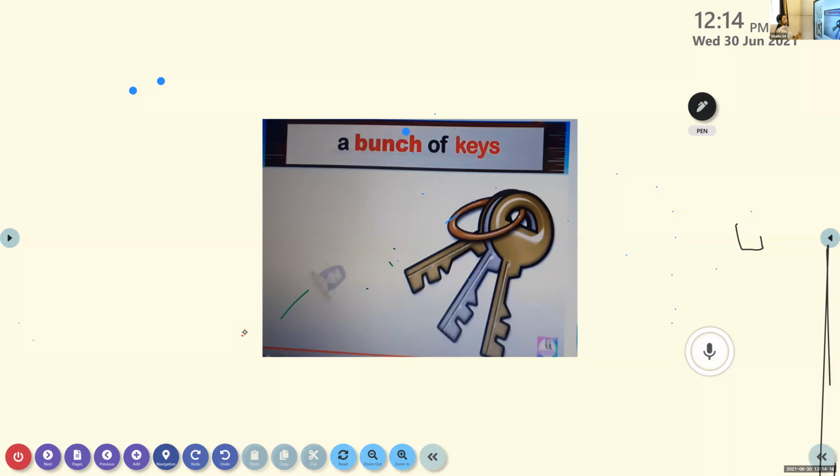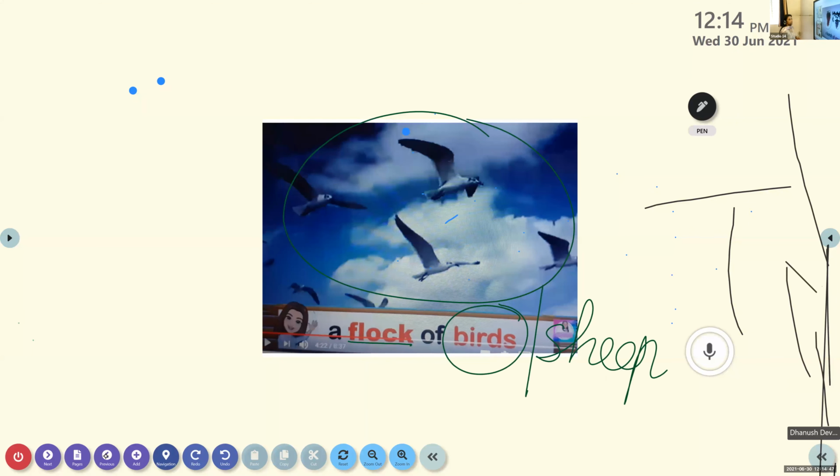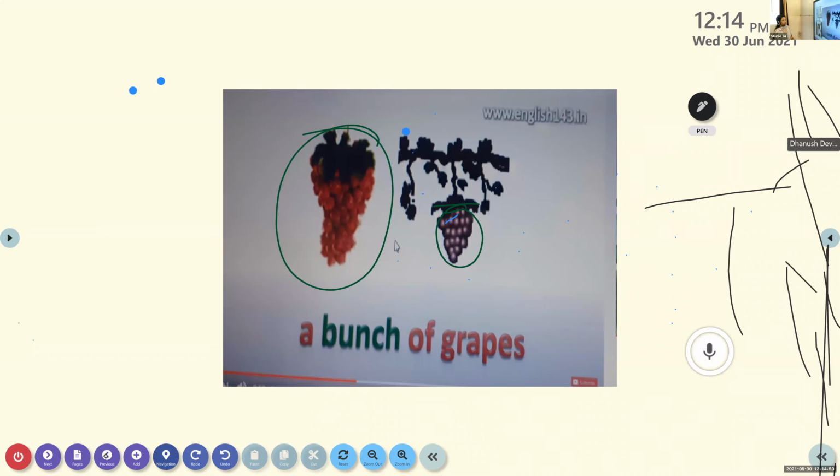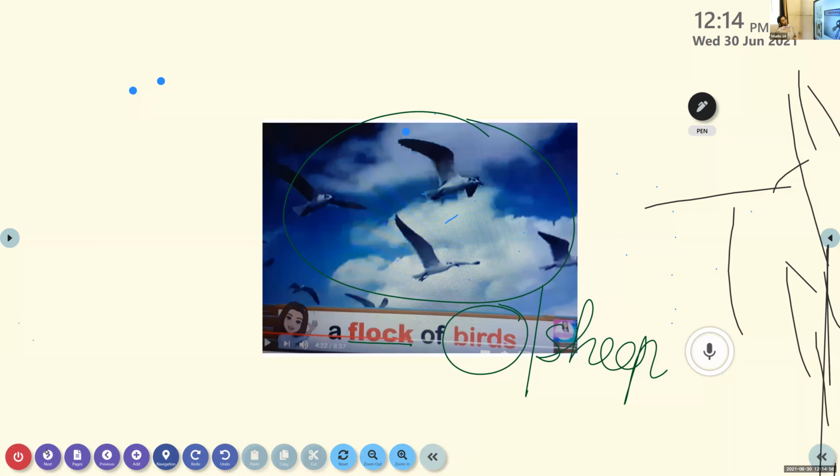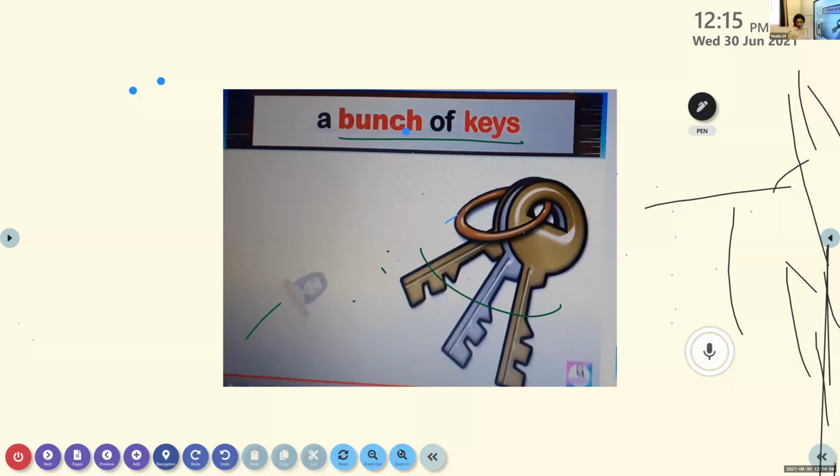Okay. So have you seen this? Don't you have keys at home? So all the keys are kept in a bunch. You put them on a keychain. If they are all scattered, we don't know where we will misplace them. So we usually put them in a keychain, and we have a number of keys together. So this is called a bunch of keys. Similarly, like the bunch of grapes, have you seen a bunch of grapes? Yes. So it is a bunch of keys. Have you seen this? Clear?